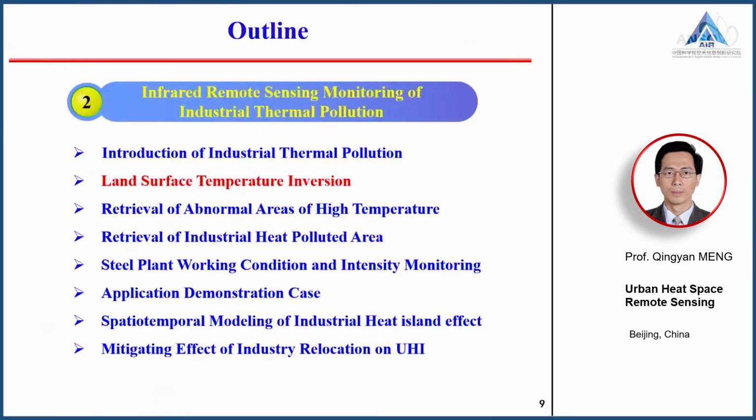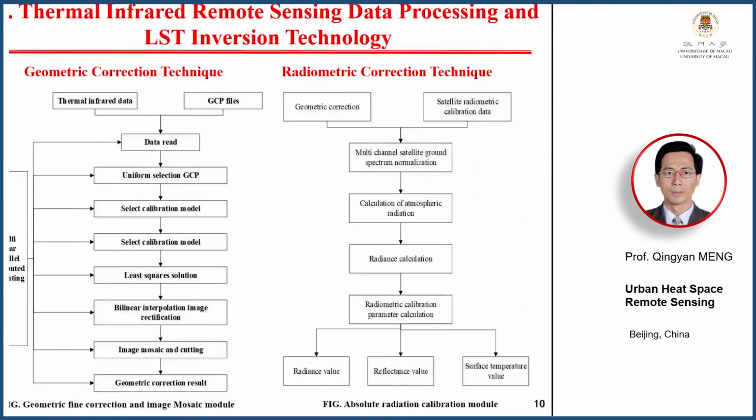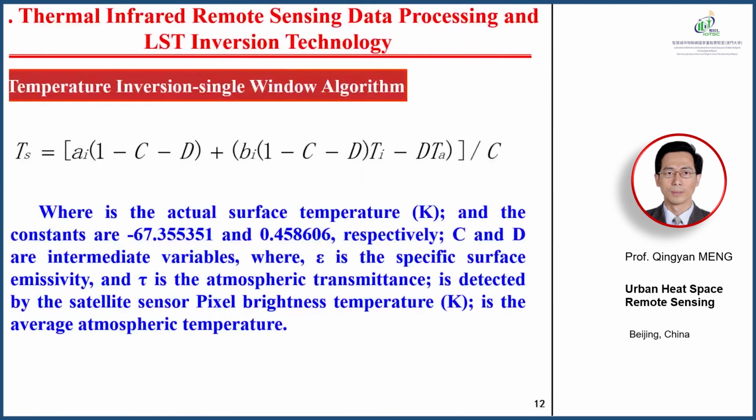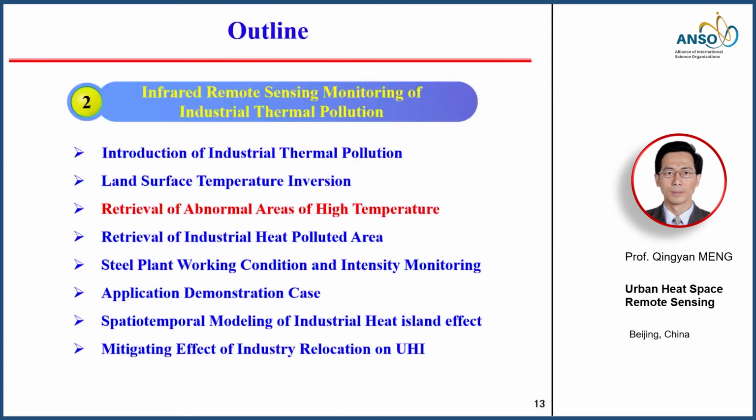Then I have introduced the land surface temperature retrieving technique. It's not the importance of today's lecture, I think. There are also the geometric correction technique, the radiometric correction technique, and some LST retrieving techniques. I would not like to use too much time to introduce them, the single window and the split window and so on. Then we get the land surface temperature. In the last part, I introduced to you the land surface temperature used in the city for urban heat island intensity monitoring. And now we use it to monitor the factories and the plants.